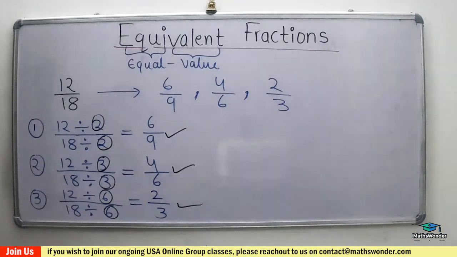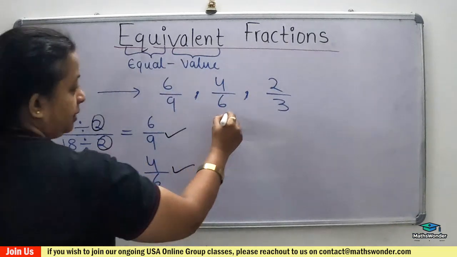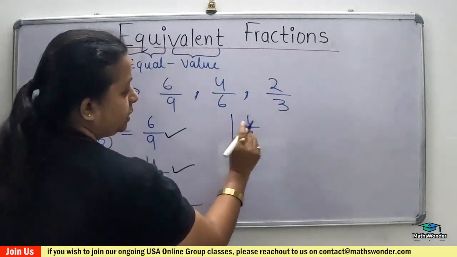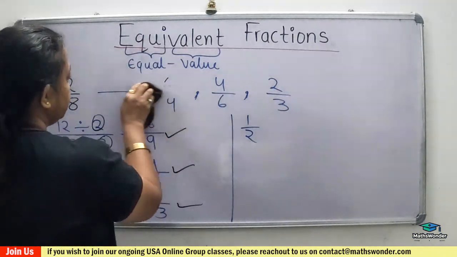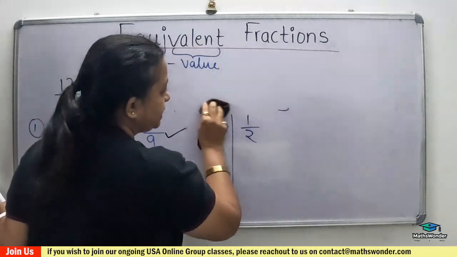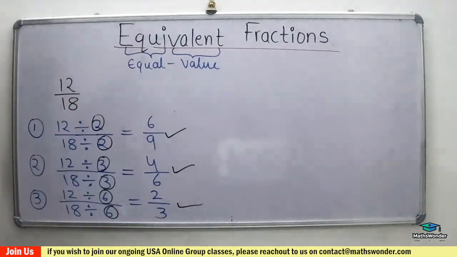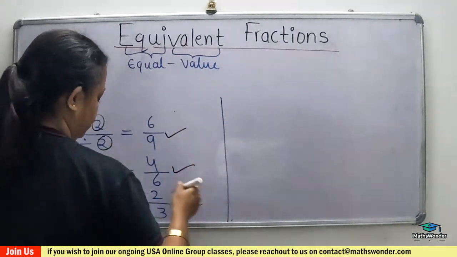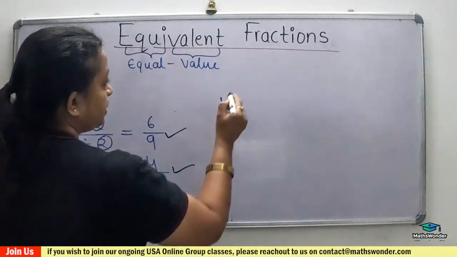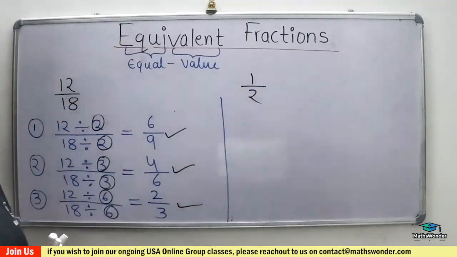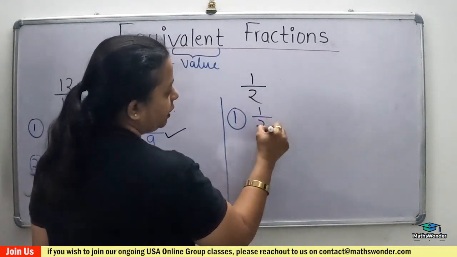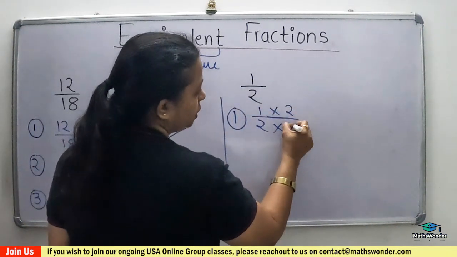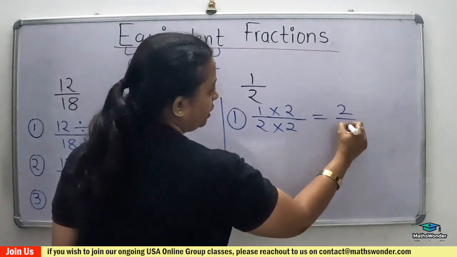Understood? Like the previous example, 1 over 2 was the base number, right? So in that, suppose I am using this. 1/2 was the base number. You have to find the equivalent fraction of 1/2. So in that, what we have done is, 1/2 we multiply with 2. So we get 2/4.